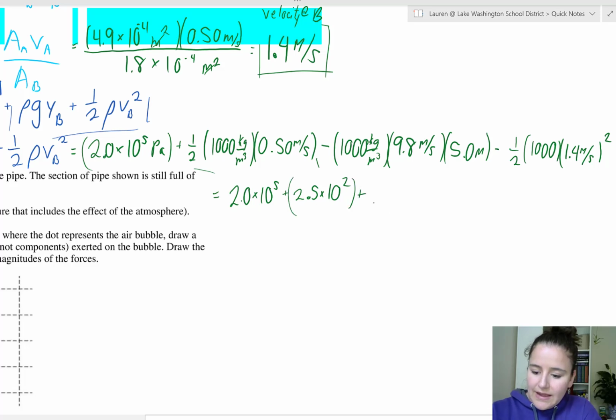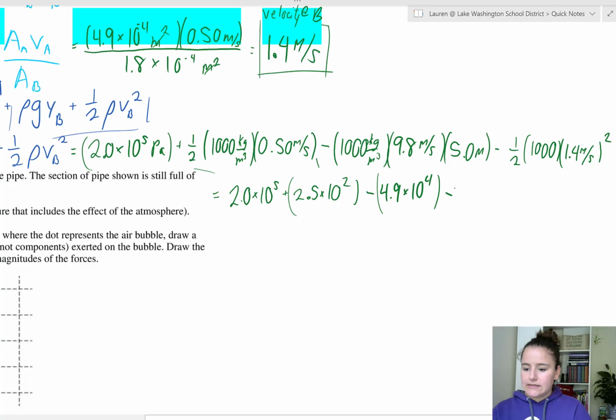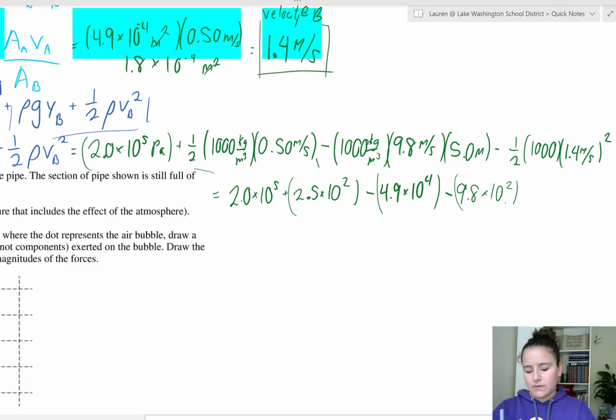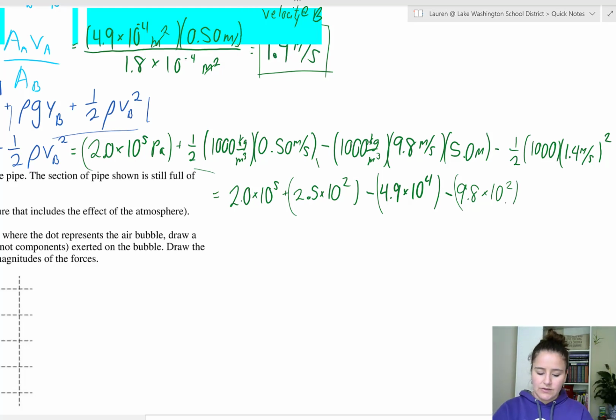And then we have minus the next term, which is 1,000 times 9.8 times 5. That is 4.9 times 10 to the fourth. Minus 0.5 times 1,000 times 1.4 squared, which is 9.8 times 10 to the second. Remember to square the 1.4. Yes. So then we add and subtract all those terms together.